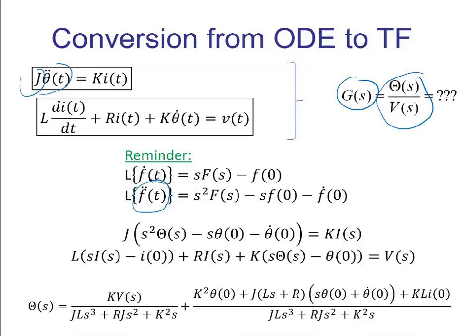Now, when we combine those terms together, this one and this one, this is what we get after some algebra. Okay. So look at that thing. We want to write that thing as theta divided by V equals something. So I want to isolate basically this one and this one. Is that possible? This is the transfer function, right? This is what it is.